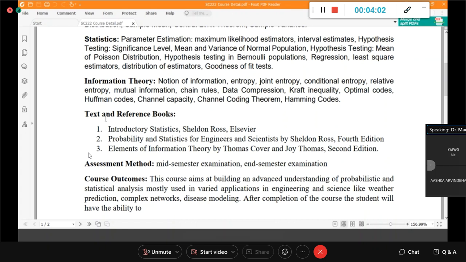Now, regarding the assessment method, there will be two examinations: a mid-semester examination and an end semester examination. We are going to conduct them on Moodle, so it is necessary for you to join Moodle as soon as possible and practice there.